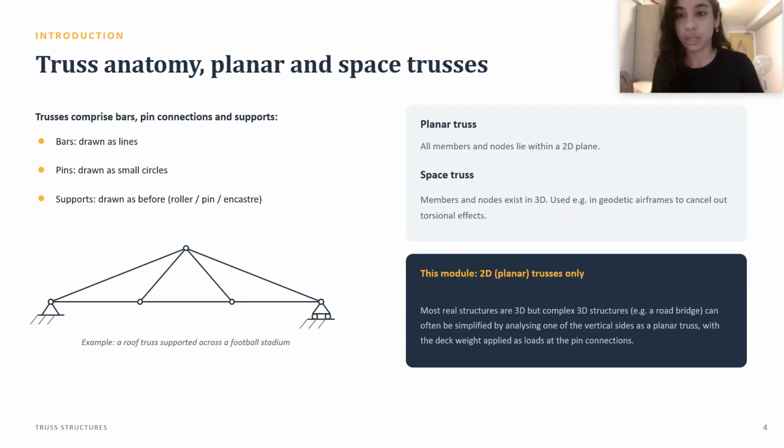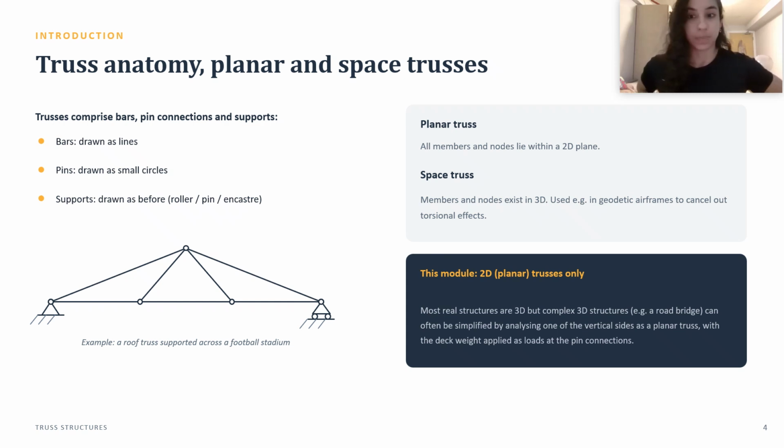Okay? Now, truss anatomy. This is where we have to dig a bit deeper. What are bars? We have talked about bars, we have talked about pins, we didn't talk about supports yet. The bars are the straight lines you see in the picture, and the pins are the small little circles. Supports, we have learned about supports in another video. You could also check that in the description if you want to watch it, or if you already know it, then that's great. So there can be rollers, pins, and encasters.